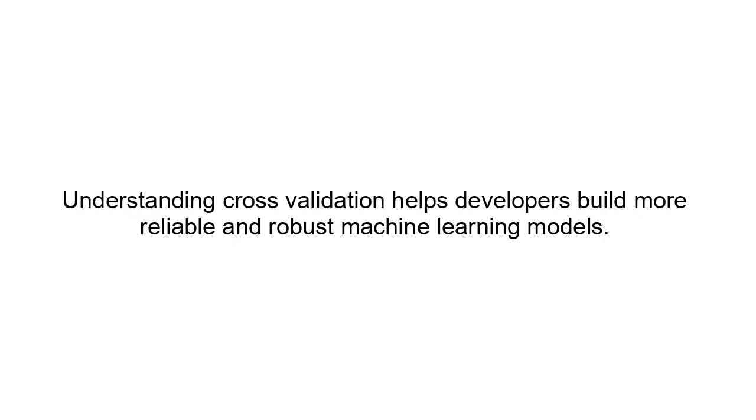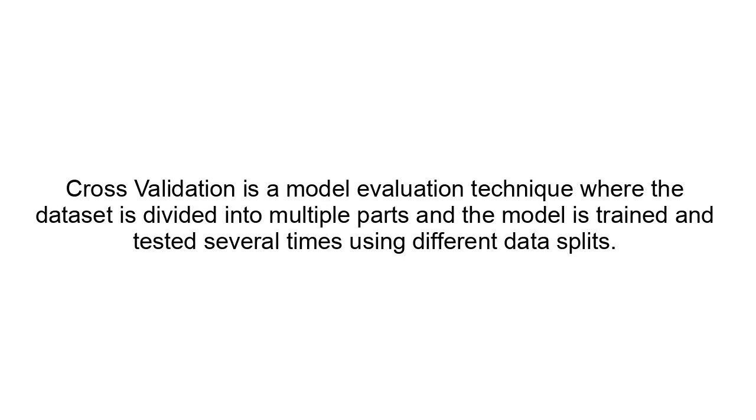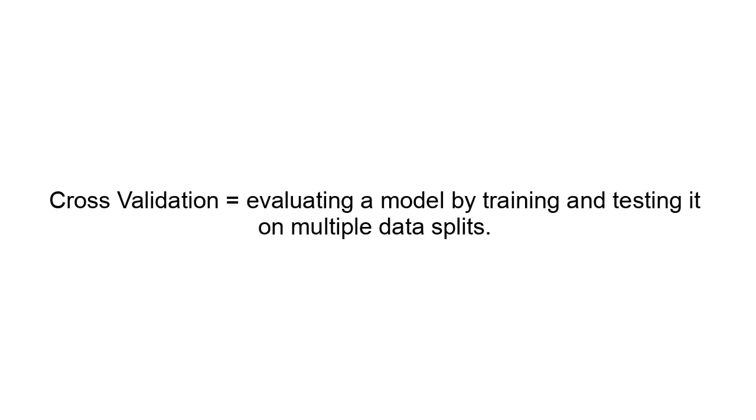What is cross-validation? Cross-validation is a model evaluation technique where the dataset is divided into multiple parts, and the model is trained and tested several times using different data splits. In simple words, cross-validation equals evaluating a model by training and testing it on multiple data splits. Example concept: dataset means multiple splits means repeated training and testing. This approach provides a more reliable estimate of model performance.